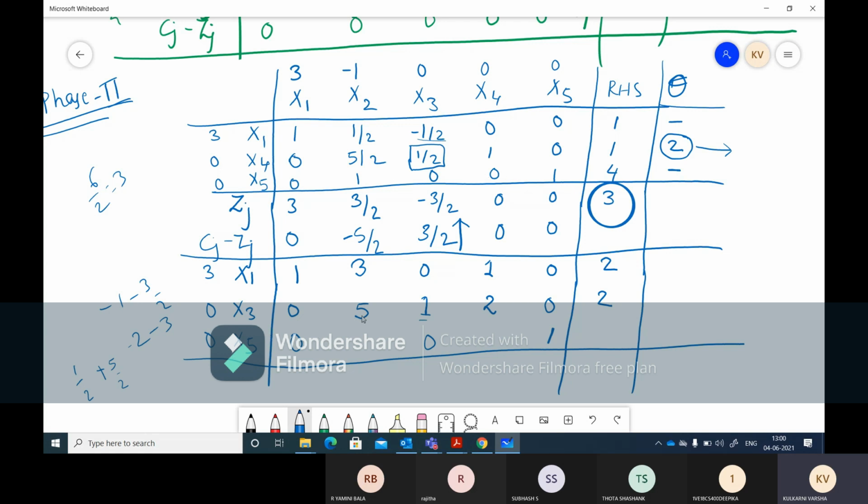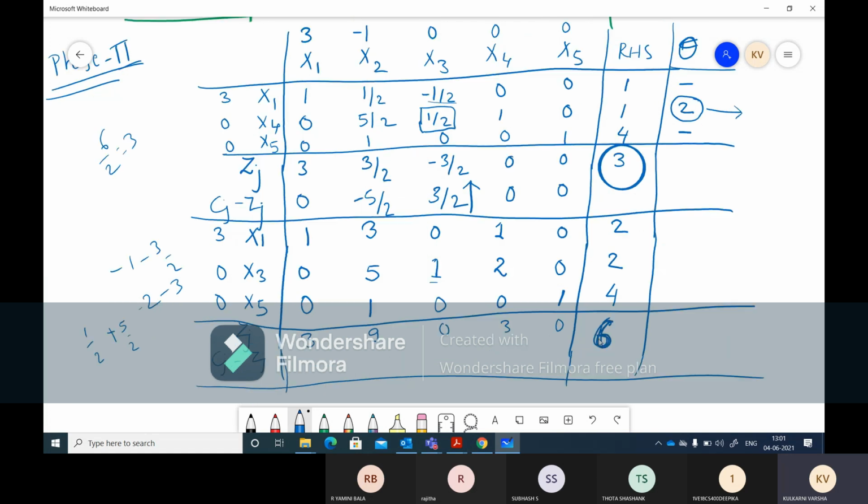So multiply this 5 by 0, so it will be 0. 1 minus 0, so it is 1. Multiply this 2 by 0, subtract from 0, so it is 0. Multiply this 2 by 0, subtract from 4, so it will be same 4. So you got the values, so now you calculate Zj and then you calculate Cj minus Zj. You got this value as a 6.